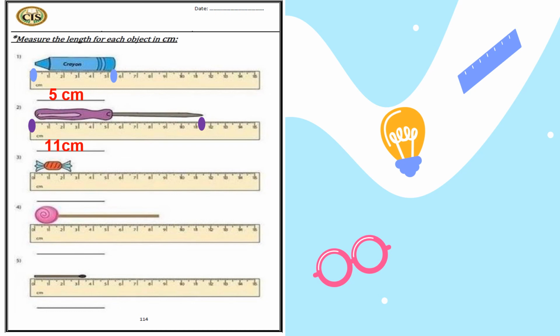Second object, its end starts at 0 and the other end at 11. So it's 11 centimeters. Third object, the first end starts at 0, the second end at 2. So it's 2 centimeters. Fourth object starts at 0 and the other end at 9. So it's 9 centimeters. Fifth object starts at 0 and the other end at 3. So it's 3 centimeters.